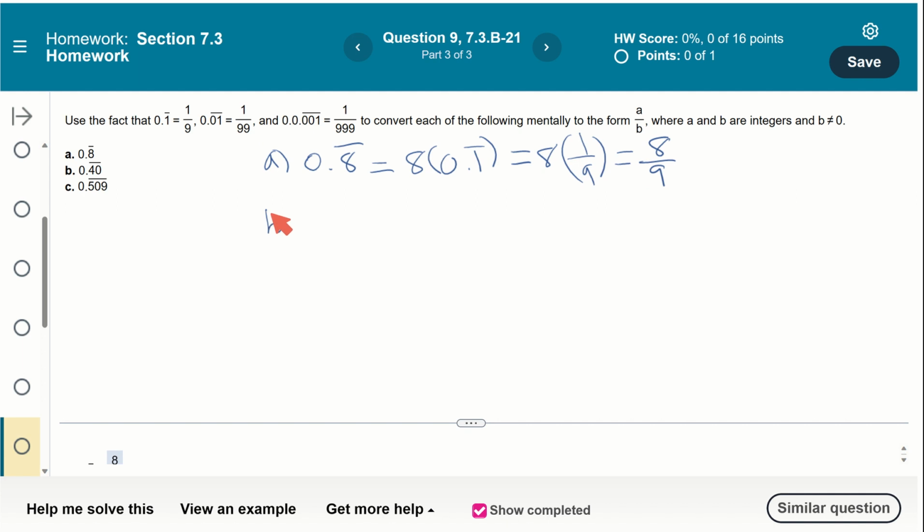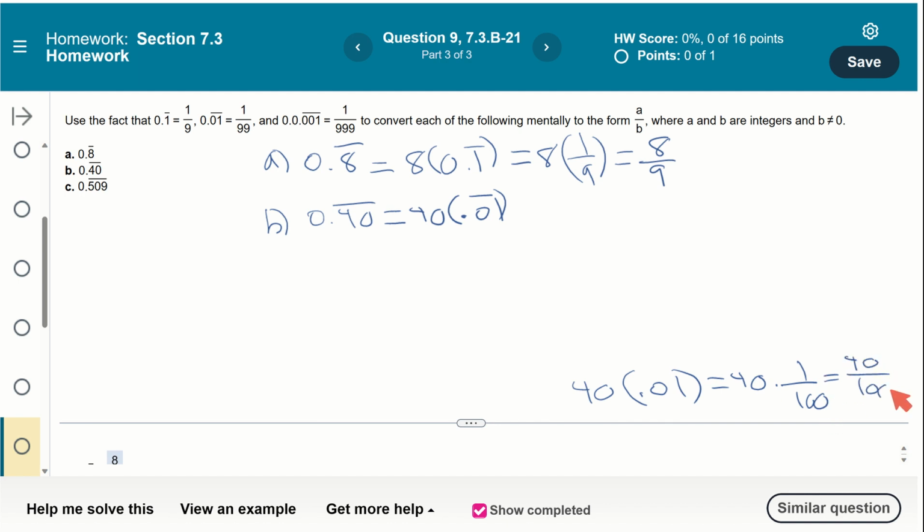For part B, it works very similarly. We have 0.40 bar. It may be a little harder to see, but 0.40 bar is 40 times 0.01 bar. Now think about it. When you take 40 and multiply it by just 0.01, what do you get? You get 40 times 1 over 100, which is 40 over 100, which is 0.40. You get it?